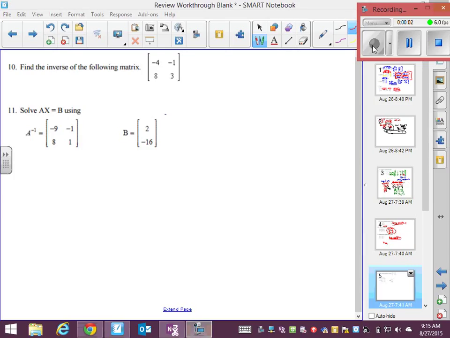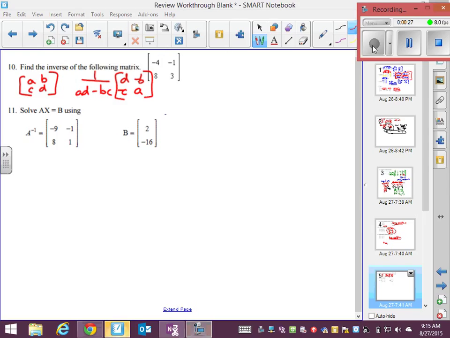Problem 10, find the inverse. Since this is a 2 by 2, you have this formula. If I give you a matrix A, B, C, D, we can find the inverse by saying 1 over AD minus BC times the matrix with D and A switched, and then B and C just change to the opposite sign. It looks a lot more complicated than it is.